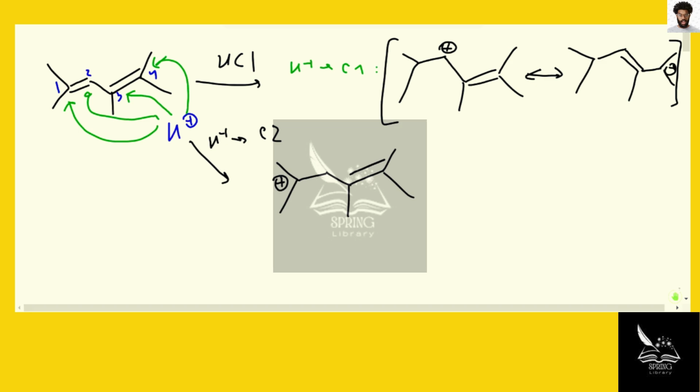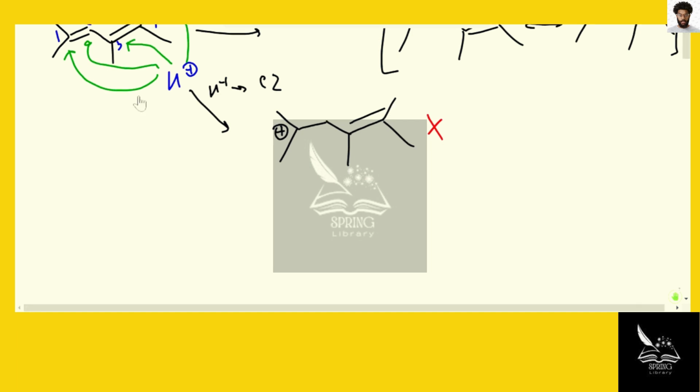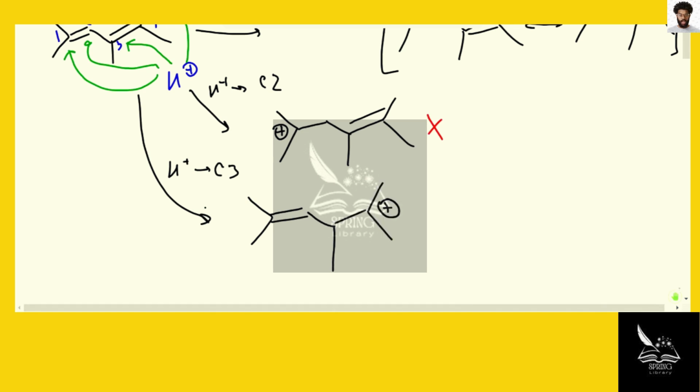But it doesn't have any resonant form. Therefore, most likely, it's not the case, and the attack will not happen this way. So then hydrogen might attack the third carbon. In this scenario, we form also a tertiary cation. However, it doesn't have any resonant form. So again, it's not feasible.